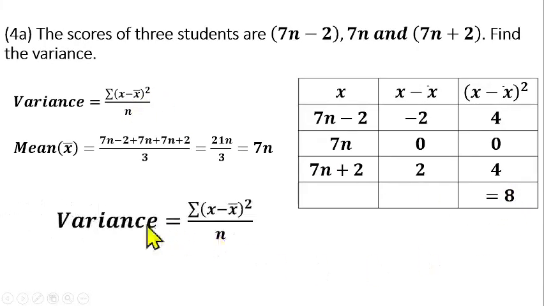So therefore, if you remember the formula of finding variance, which is the summation of x minus x bar squared over n. So if you put this, our summation of x minus x bar squared is 8, our n is what, 3. So that means we're having 8 over 3, and that should give us 2.67 as the value of the variance.